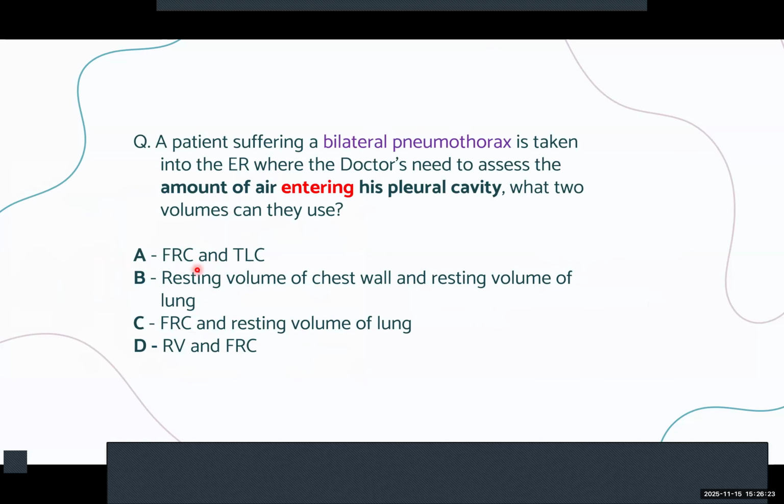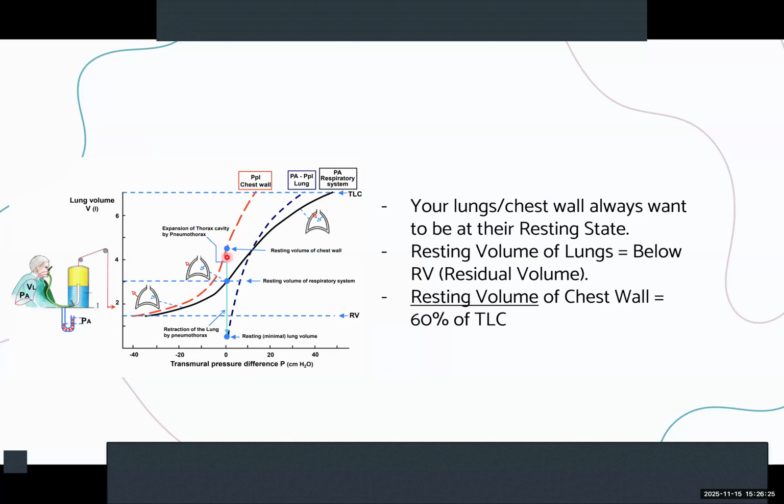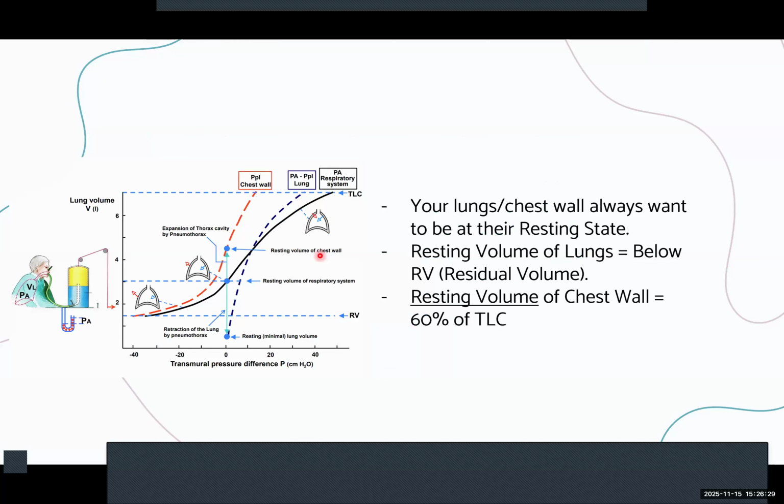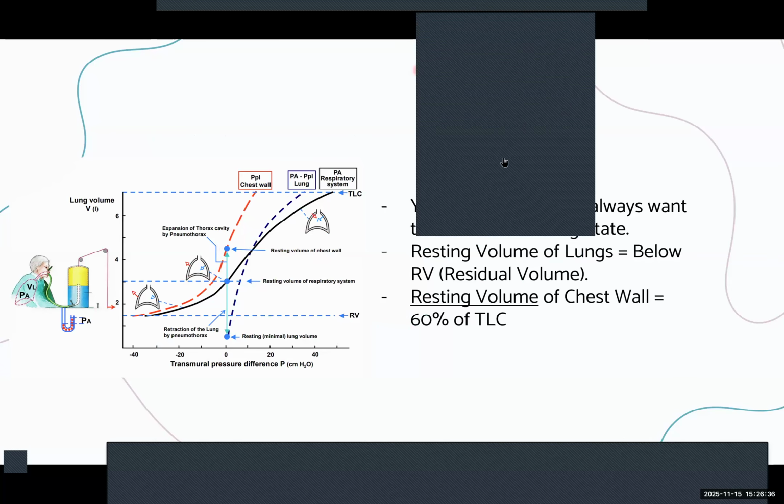So the answer is going to be B, the resting volume of the chest wall, which is this, and the resting volume of the lung, which is this, since both of them are going back to their original resting volume since the gluing force is gone. Okay, so I hope that was clear. The lungs tend to recoil inwards, and the chest wall tends to recoil outwards.